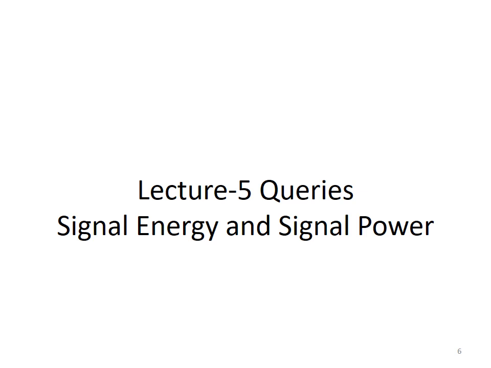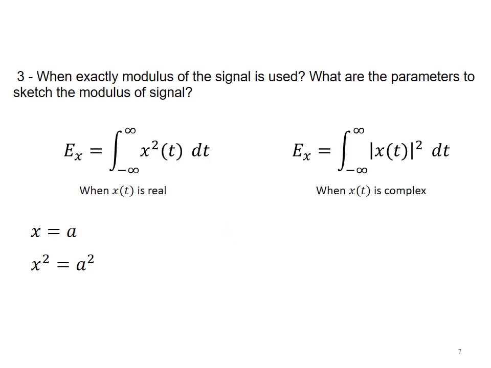Now moving on, these are the queries of lecture number 5. Lecture number 5 was about signal energy and signal power. The first query I have received regarding lecture number 5 is this one: when exactly is the modulus of the signal used, and what are the parameters to sketch the modulus of the signal. In this query, I believe the student is referring to the energy formula that we used.